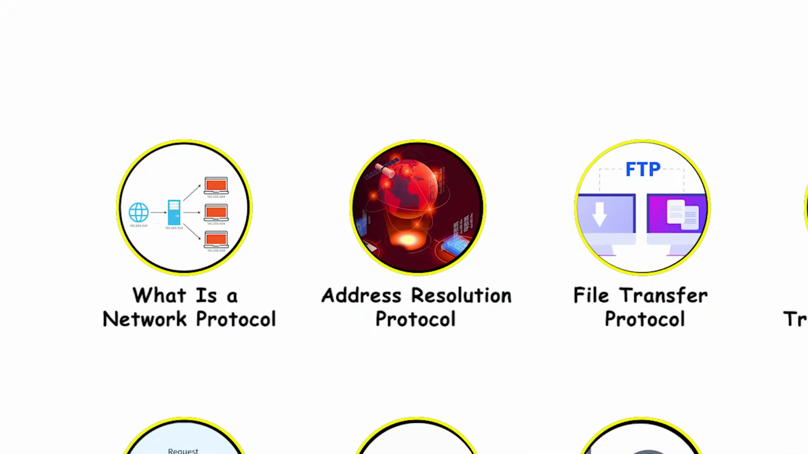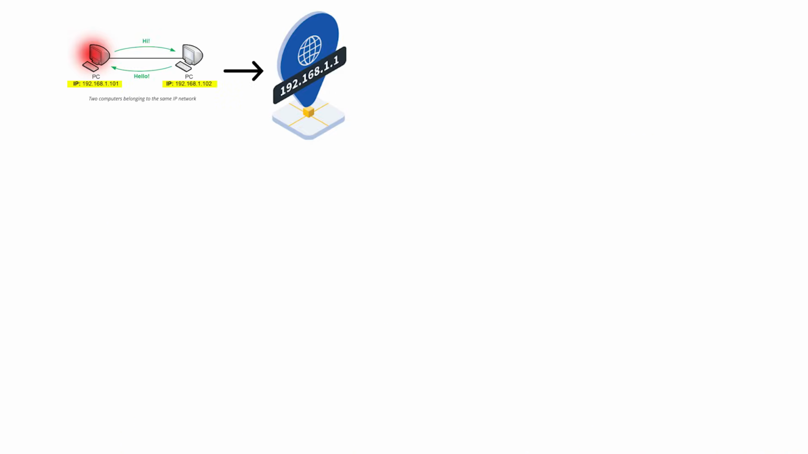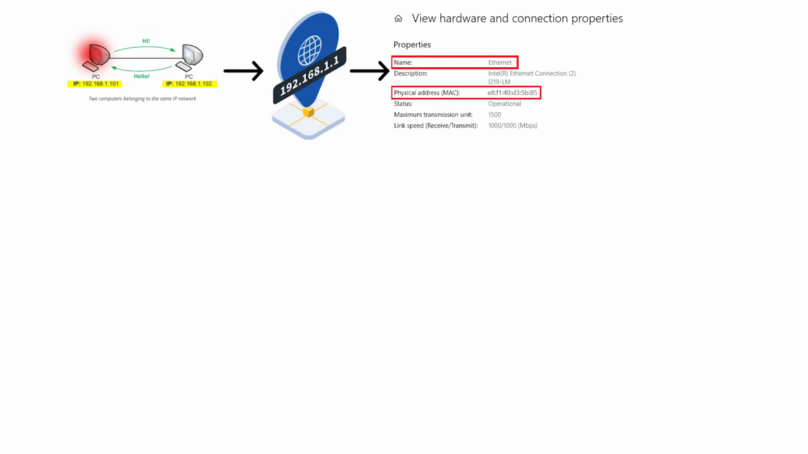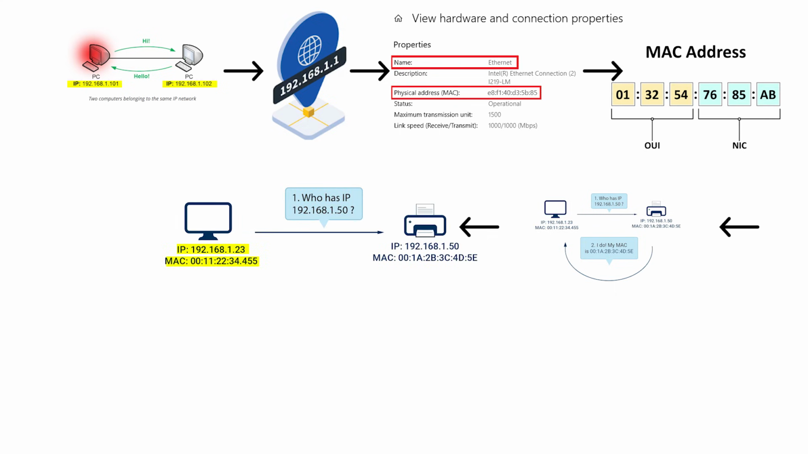Address resolution protocol. When two devices on the same local network want to communicate, they need more than just an IP address. They need a physical hardware address, called a MAC address, to actually deliver data at the local level. This is where the address resolution protocol comes in.